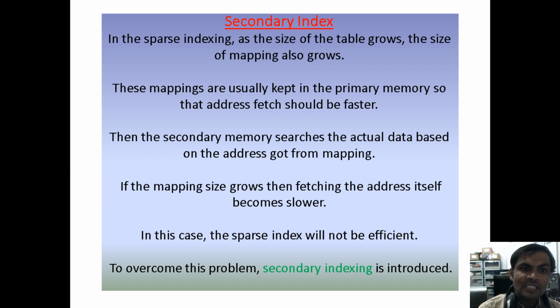Why they implemented the secondary index: because of the drawbacks under the primary index. Now, these mappings are usually kept in primary memory, so that address fetches are fast. When you are mapping with the help of the index to your main table, we are storing the address in primary memory. With the help of the address only, it fetches your record very fast.